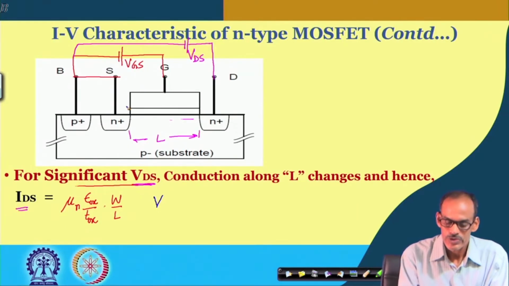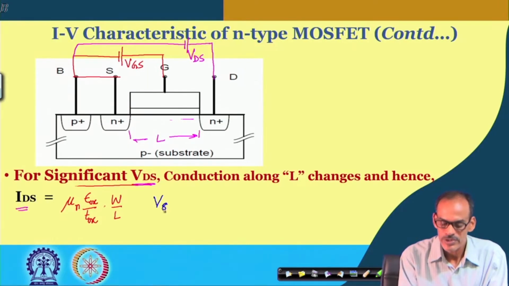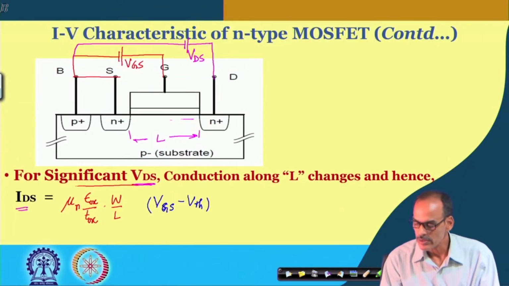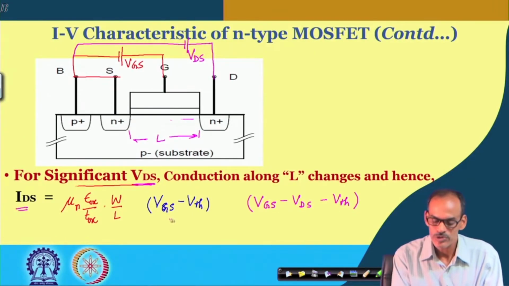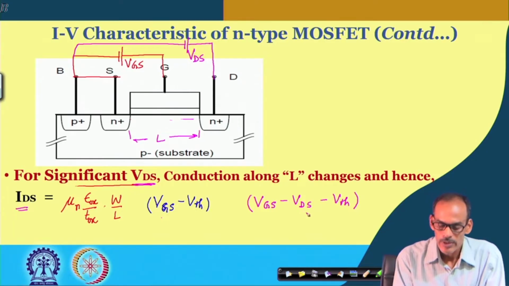Towards the source side, we do have VGS minus VTH, whereas on the other end, namely towards the drain side, we do have the VGD, which is VGS minus VDS minus VTH. So, we need to consider both this part as well as this part, and on average, let us take the average of it. So, we just simply add them and divide by 2.